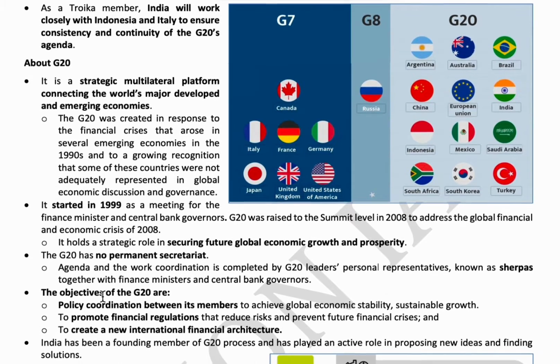So in December 1999, the finance ministers and central bank governors of advanced and emerging countries met for the first time in Berlin. Berlin is in Germany. Okay, and they informally discussed the key issues of global economic stability. And from then onwards, every year from 1999, the finance ministers and the central bank governors met annually.